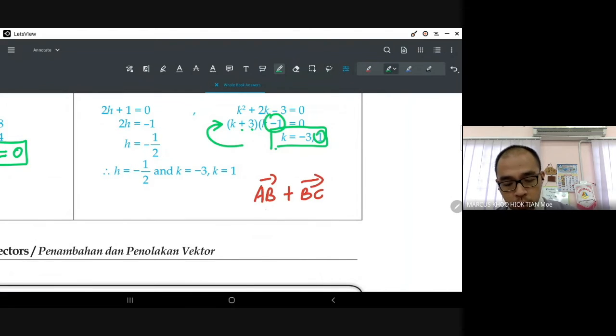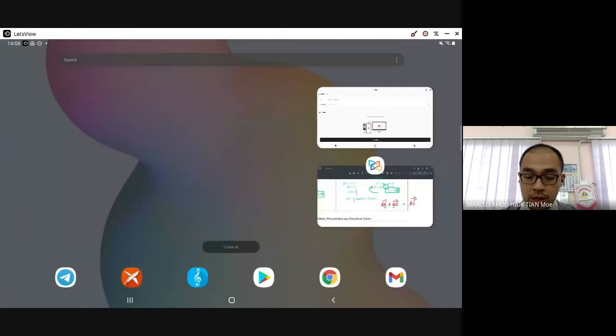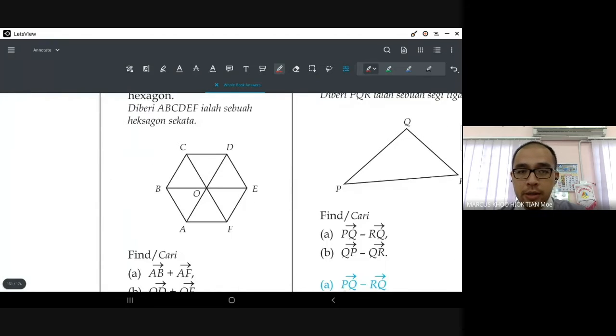The condition is that the letter in the middle must be the same. The moment you know the middle letter is the same, then you know the answer is AC. Enough. No need to think long. As long as the letter in the center is the same, and they are flowing in the same direction, you will get AB plus BC equals AC. Okay, like that.